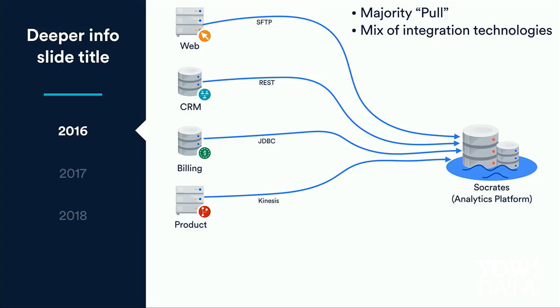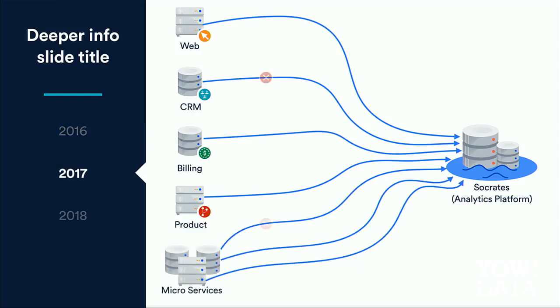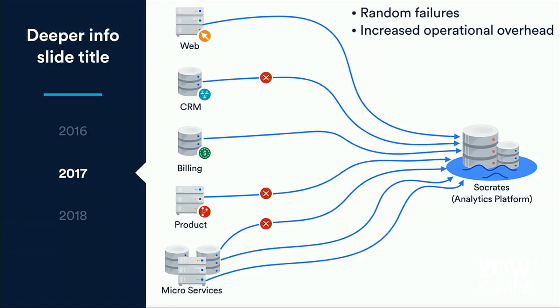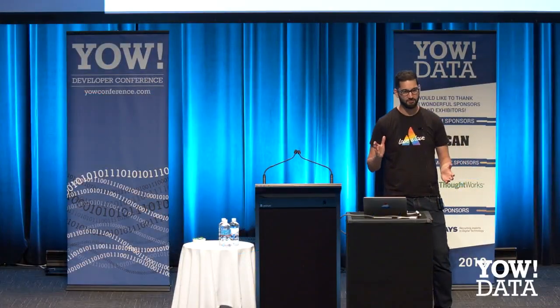And this was fine for a few sources, but then we started to see an explosion of microservices. We drank a bit of the microservice Kool-Aid at Atlassian, and what started to happen was it was just overwhelming for my team. There were so many random failures every day. I think we'd spend about 20 to 40% of the day just fixing random failures.